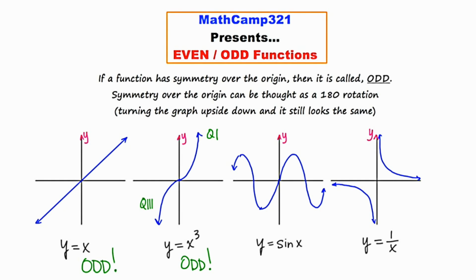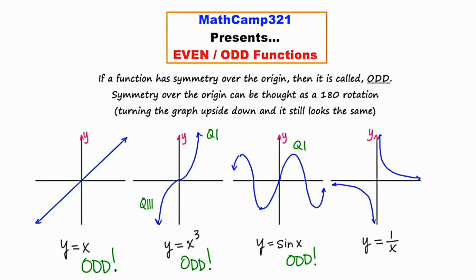The third example is y equals sine x. Well, this is another trig function, and many of you still have not learned about trig graphs yet. If I were to take this sine wave and turn the paper upside down, this first hump goes into quadrant 1. And if I turn the paper upside down, this hump over here, which looks like it's in quadrant 3, ends up being exactly in the position where this hump in quadrant 1 was. So this would look the same whether upside down or right side up. So the sine graph is also an odd function.